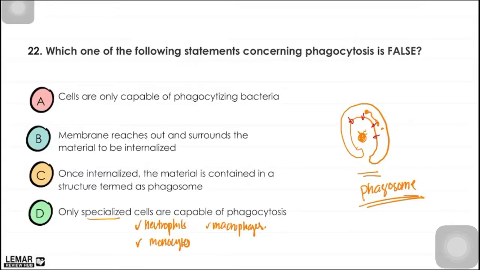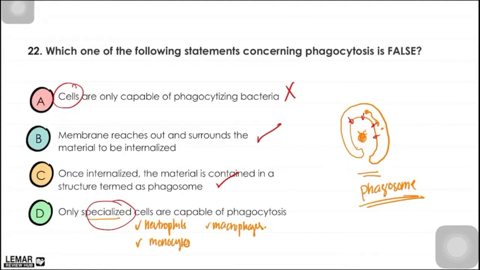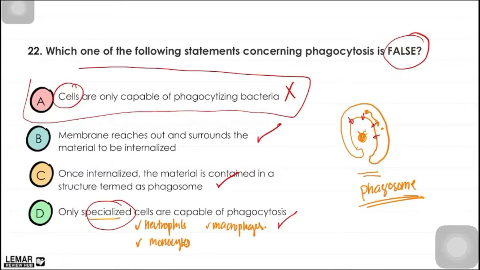So, cells are only capable of phagocytizing bacteria. This is mali. They should be specialized cells capable of phagocytosis. B, membrane reaches out and surrounds the material to be internalized. Correct. C, once internalized, the material is contained in a structure termed your phagosome. Letter D, specialized cells are capable of phagocytosis, and the following are examples. So what is incorrect here is letter A.